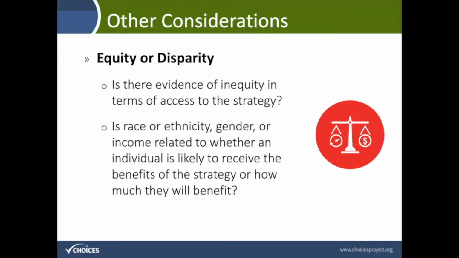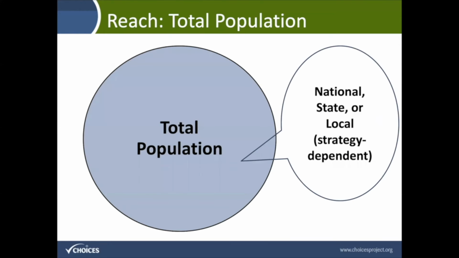There are important other considerations for estimating REACH as well. We need to ask ourselves questions: is there any evidence of inequity in terms of access to a strategy? Does race or ethnicity, gender, or income impact whether an individual is likely to receive the benefits of that given strategy?